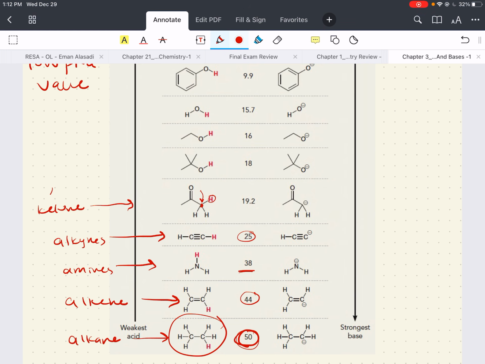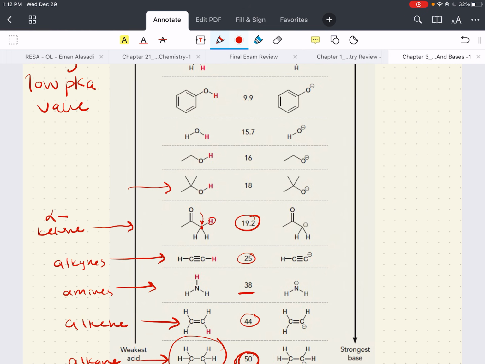All right, your alpha ketones, they have a pKa value of 19.2. Here you have an alcohol group, but you have an alcohol group here as well, and also here and here. The difference between these two is the branches that are near this alcohol group. So more branches, higher pKa; less branches, the lower the pKa.